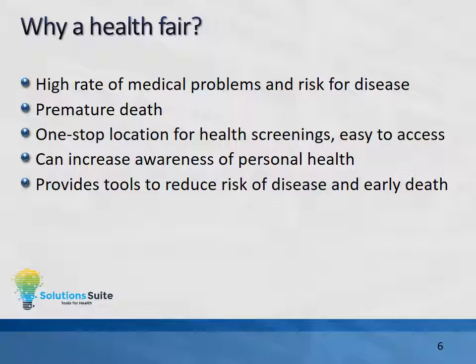There is an urgent need to pay attention to the physical health of people served by public behavioral health systems because they have a high rate of medical problems and are at risk for disease. Some studies have shown that they are dying 25 years earlier than the general population. A health fair is a one-stop location for health screenings, making it easy to access health and wellness information in a single visit. When a health fair is specifically geared to people with mental health and substance use conditions, it provides an effective way to increase their awareness of their own health and wellness while giving them the tools they need to reduce their risk of medical diseases and early death.